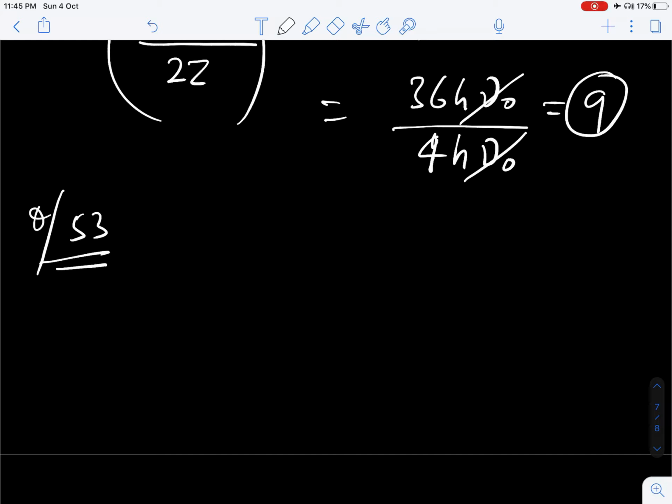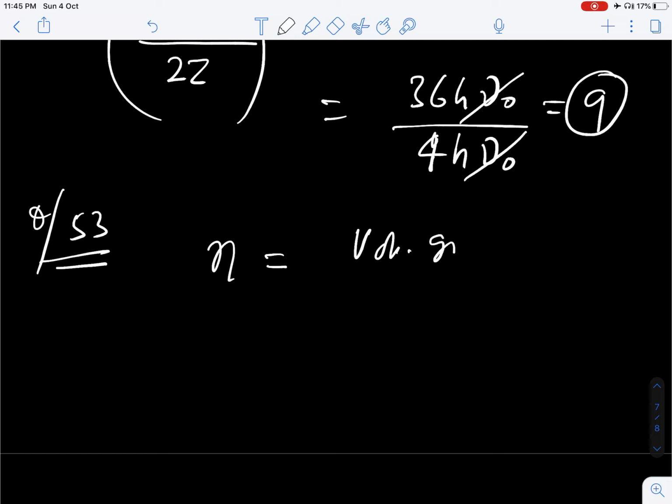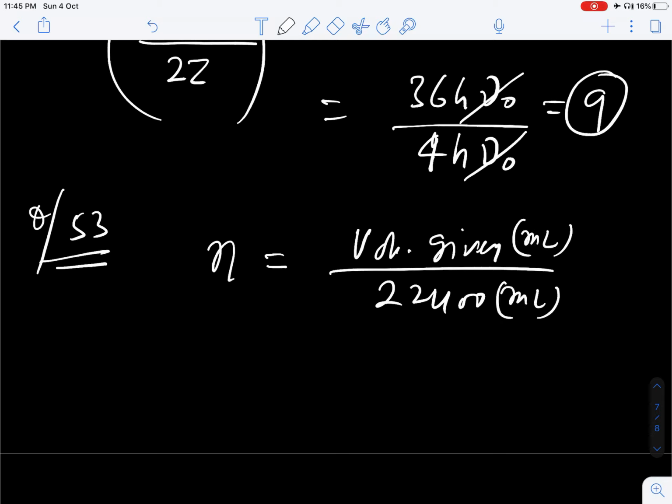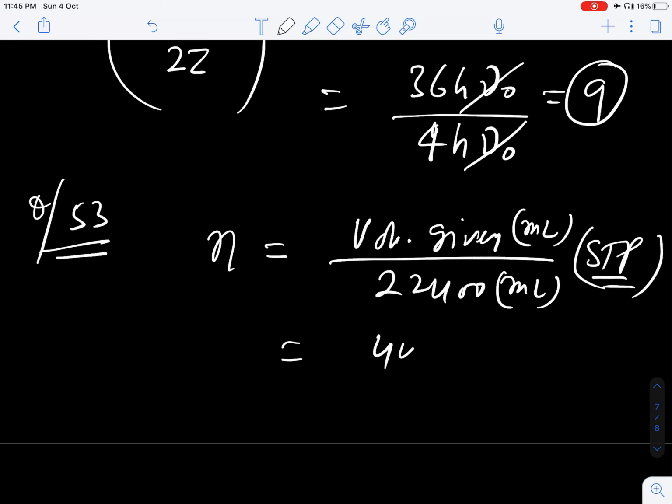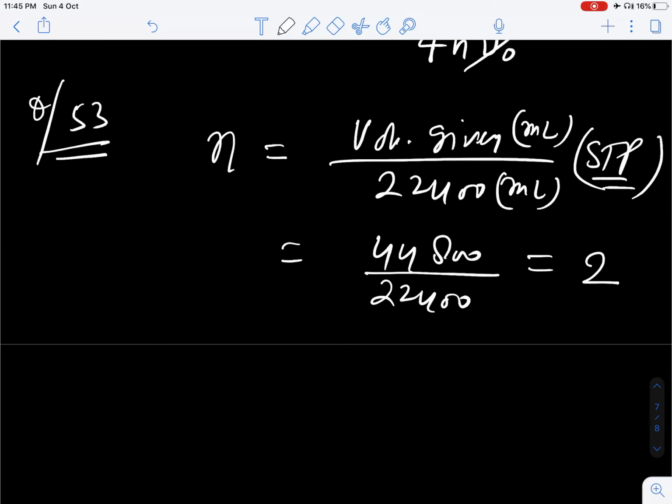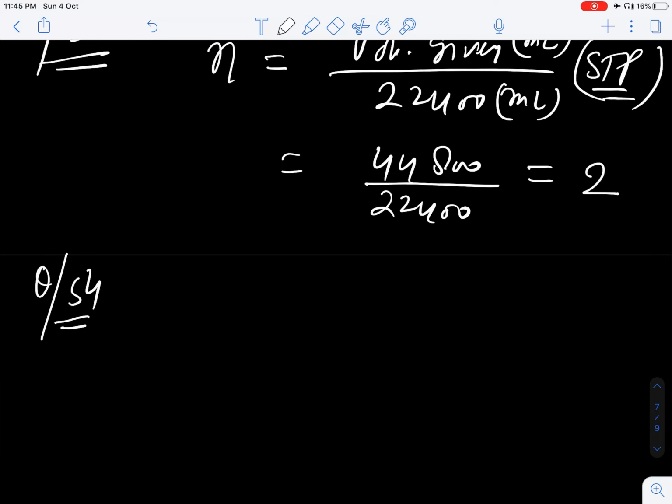800 ml of the gas at HTP contains x mole, find x. It's a very simple question. We know that the number of moles of gas is equal to the volume given divided by 22,400 ml at HTP. So the volume given is 800 divided by 22,400. Divide this, and you will get 2. Correct answer is 2.